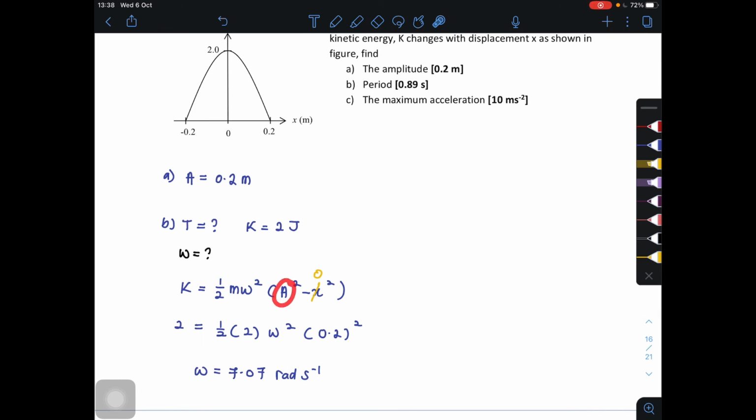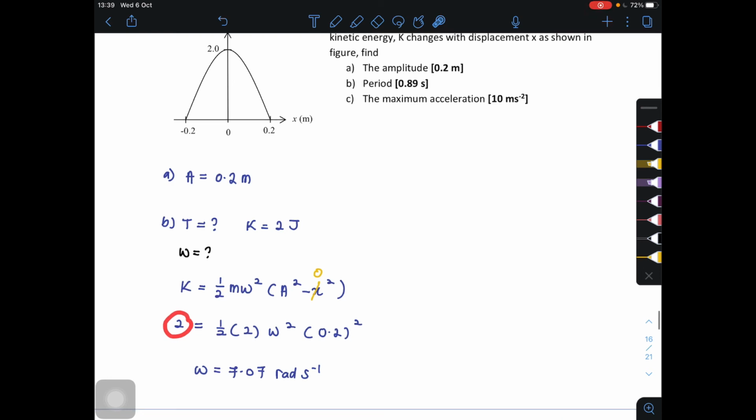The value for amplitude must be in SI unit. Okay, kalau contohnya dekat sini dia bagi centimeter, then you have to convert to meter, because the value for kinetic energy here is in SI unit, in joule. That's why kamu kena masukkan semua value ni adalah in SI unit.